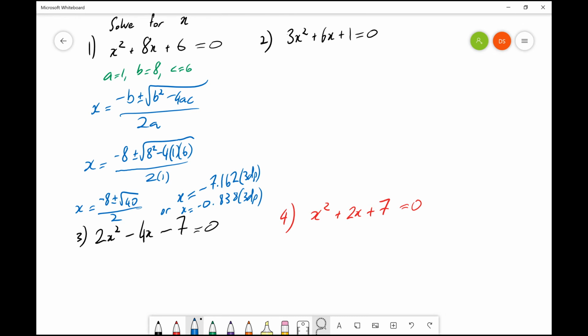Okay, and let's try this next one. Once again, outlining what A, B, and C are. A is 1. No, it's not. That's a lie. Don't lie, Mr. Dharma. A is 3. B is 6.